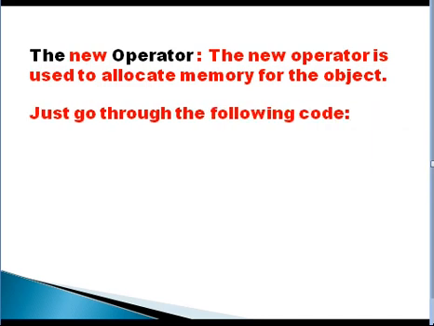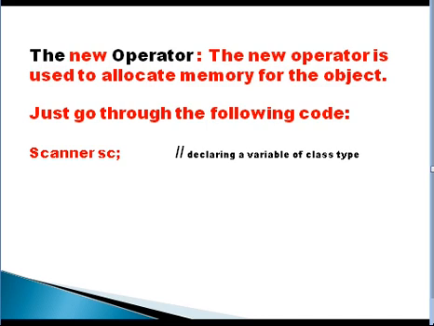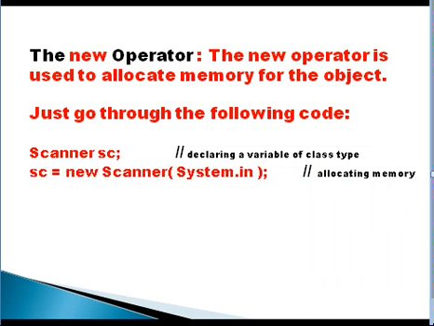Okay, so let us go through this code. The code is Scanner sc. Remember, Scanner is one of the classes, and I am writing sc as one of its objects. So class name followed by the object name. So I have written Scanner sc. Now this object name is equal to new Scanner(System.in). So what is this new operator doing in here? It is actually allocating the memory for the object of the given class. So this is the function of the new operator.